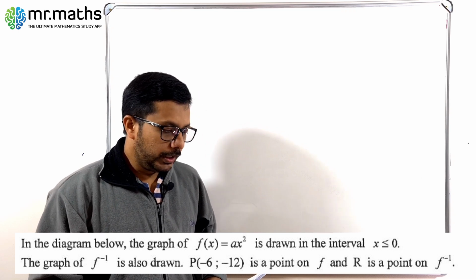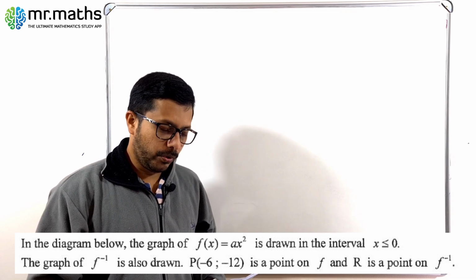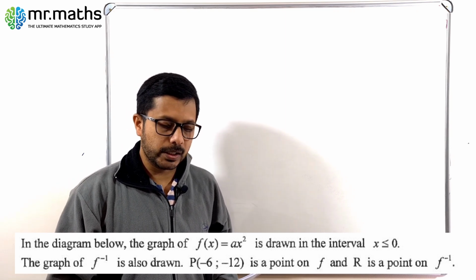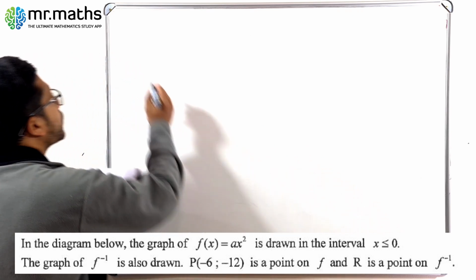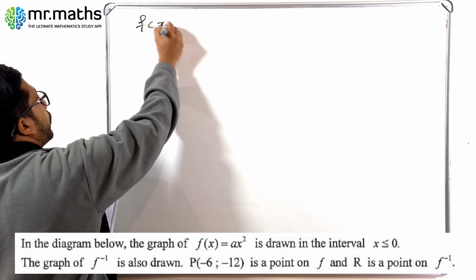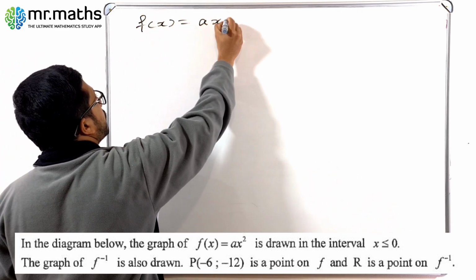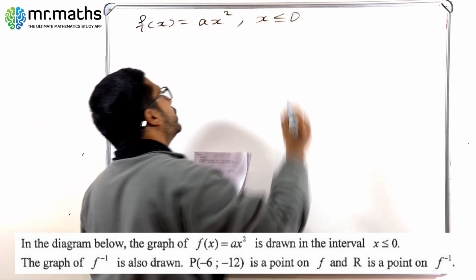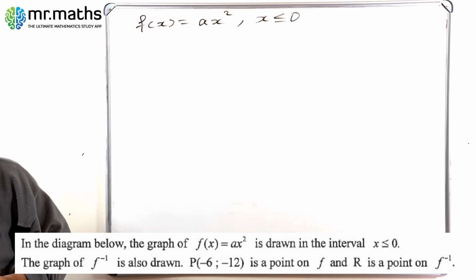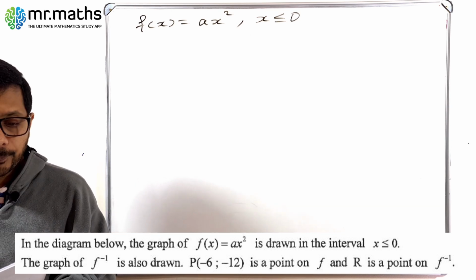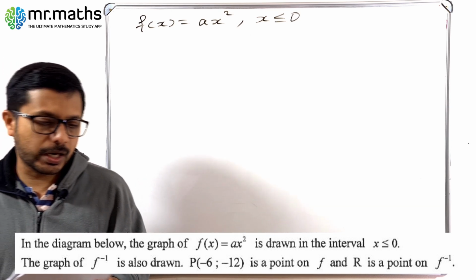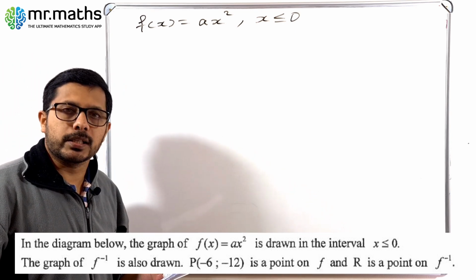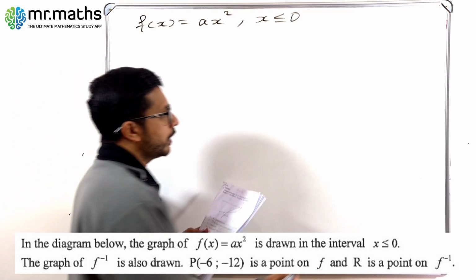Question number 4. In the diagram below, the graph of f of x is equal to ax squared is drawn in the interval x is less than or equal to 0. So, there is an equation f of x is equal to ax squared in the interval x is less than or equal to 0. Okay. So, there is a graph drawn like this. The graph is like this.